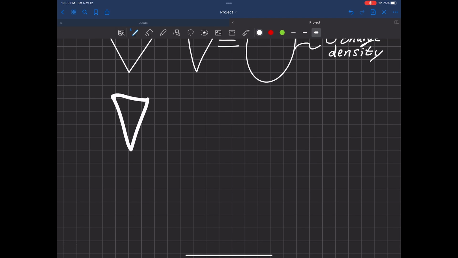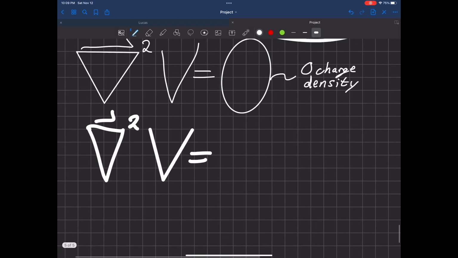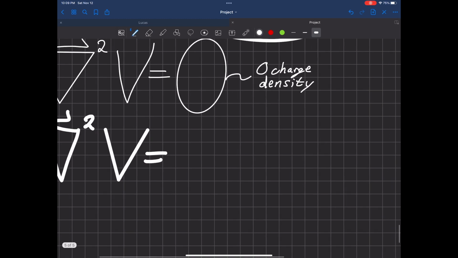So this actually comes from something called Poisson's equation. I hope I'm saying that right. It looks very similar. The Laplacian, also known as the second derivative, the gradient squared of V is equal to rho over epsilon naught, with rho being the charge density.